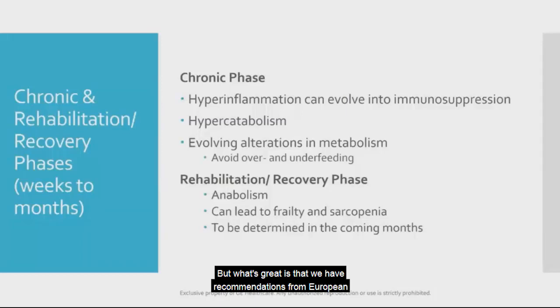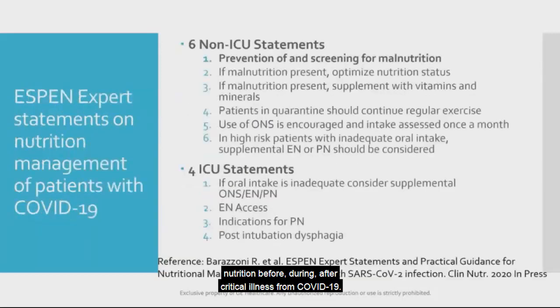But what's great is that we have recommendations from the European Society for Parenteral and Enteral Nutrition that addresses nutrition before, during, after critical illness from COVID-19. Dr. Van Zanten will address these statements in more detail and give you his expert opinion, but I will give you an overview here that of the 10 recommendations, 6 are geared toward non-ICU patients and 4 are geared toward critically ill patients.